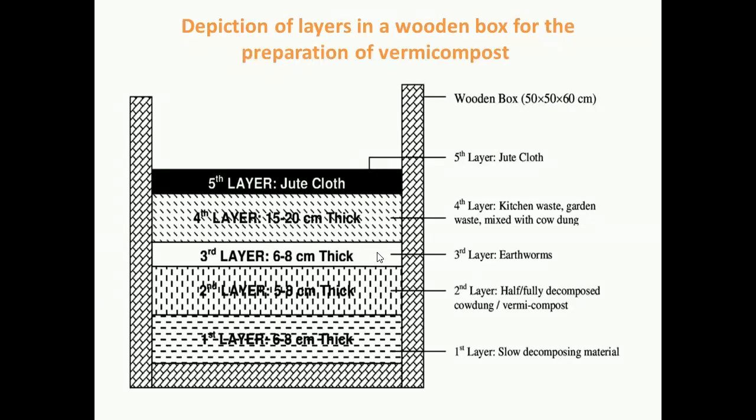Next, the third layer is 6 to 8 centimeters thick, consisting of earthworms. The fourth layer is 15 to 20 centimeters thick, consisting of kitchen waste or garden waste mixed with cow dung. And then the fifth layer is jute cloth. This is the preparation of the vermicompost wooden box.